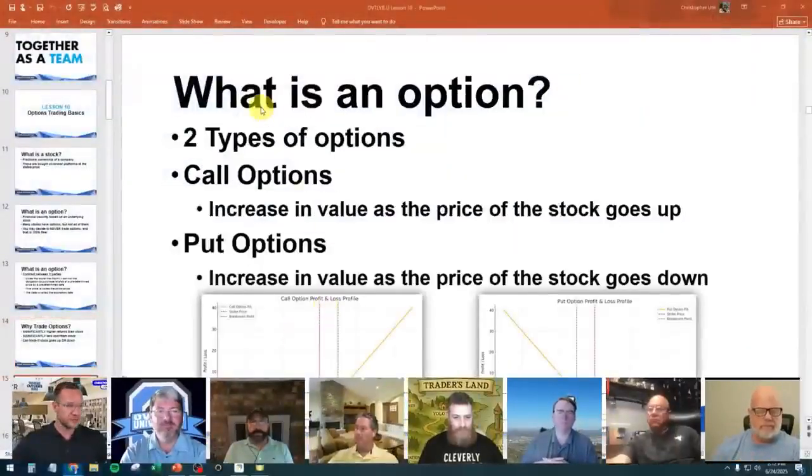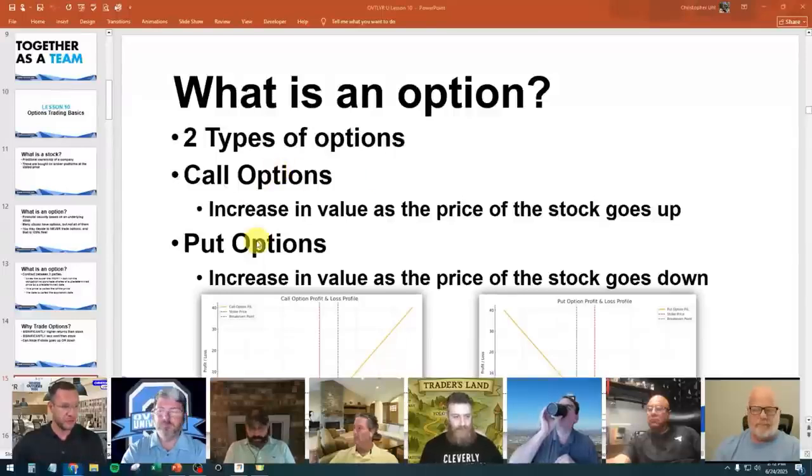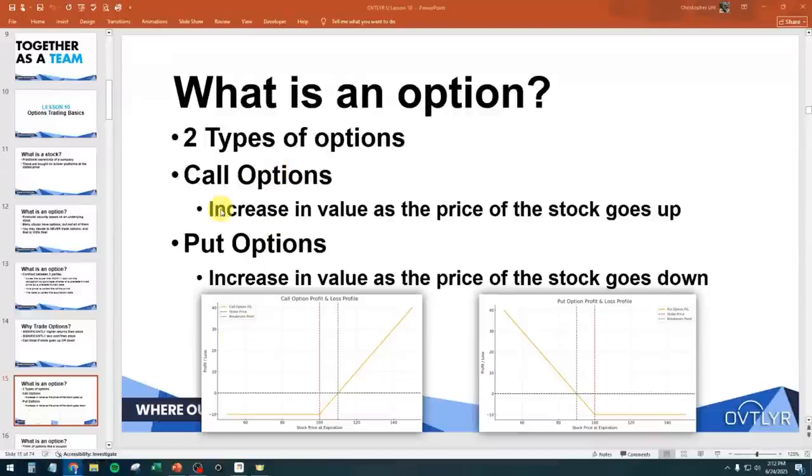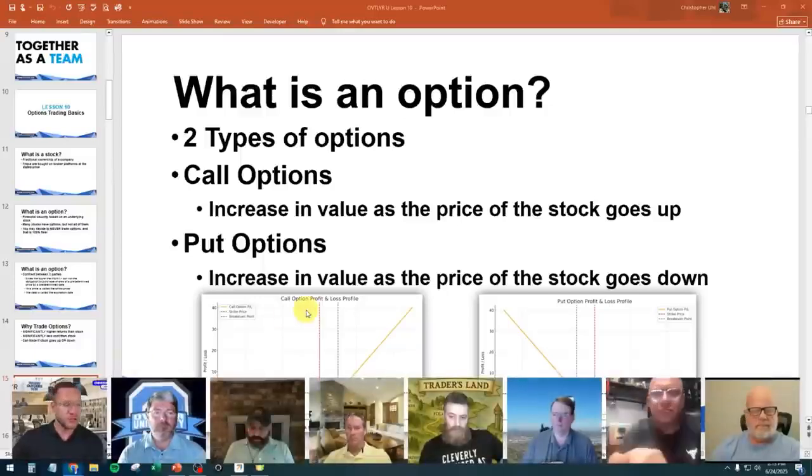But what is an option, right? There are only two types of options. There's call options and put options, okay? So a call option increases in value as the price of the stock goes up. This little chart down here is representing a call option. It is increasing in value as the price of the stock goes up. A put option increases in value as the price of the stock goes down. Okay, that is it. In a nutshell, options is exactly this. Call options increase in value as the price goes up. Put options increase in value as the price goes down. That is the majority of what you're going to need to know.